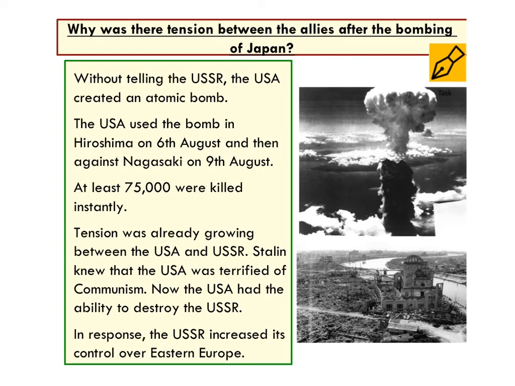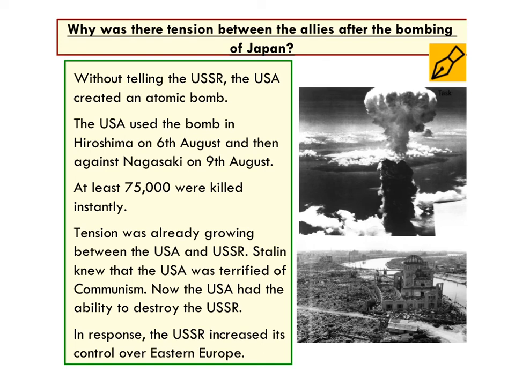So the bomb was used in August in Japan, first of all in Hiroshima and then in Nagasaki. And you can see at the bottom, in this picture here, the extent of the damage that was done. This previously would have been covered with buildings and houses, and they've almost all been completely flattened by the bomb. At least 75,000 people were killed instantly, and many more thousands died afterwards as a result of injuries or after effects of the bomb.